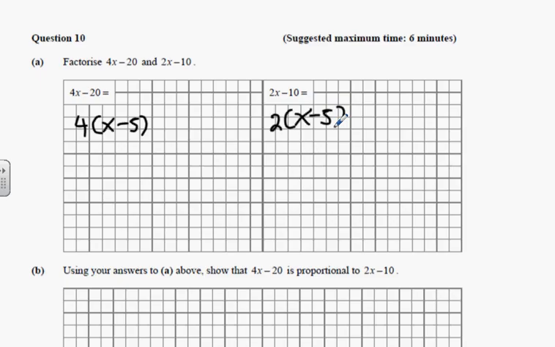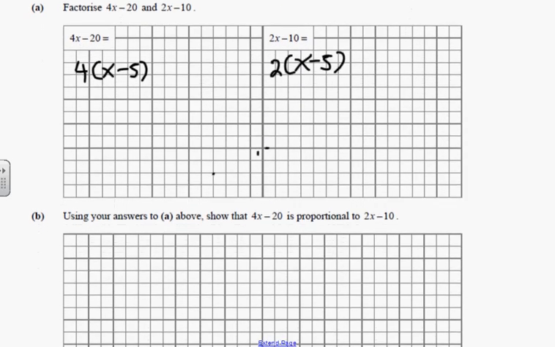Proportional means that they're divisible into each other. Okay? 8 is proportional to 4 because you can divide both of them by 4. 8 is twice as big as 4. Would you agree with that? So what we do is we divide one of them by the other one. Divide the big one by the small one. 4 over x minus 5 divided by 2 over x minus 5. What happens there?